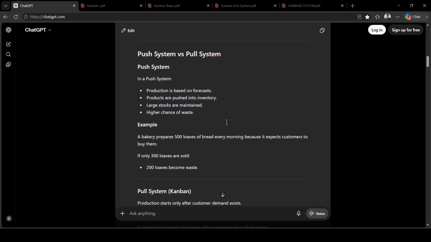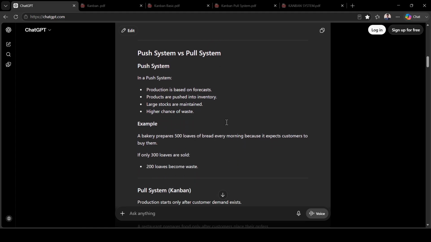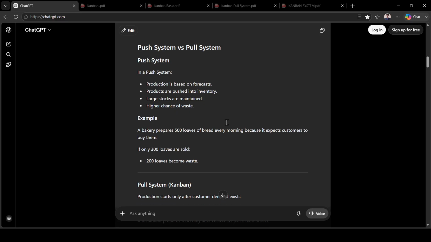Then, push system versus pull system. What is the difference between push system and pull system? Push system: in a push system, production is based on forecasts, and products are pushed into inventory. Large stocks are maintained. Higher chance of waste. Example: a bakery prepares 500 loaves of bread every morning because it expects customers to buy them. If only 300 loaves are sold, 200 loaves become waste. So that is the push system.